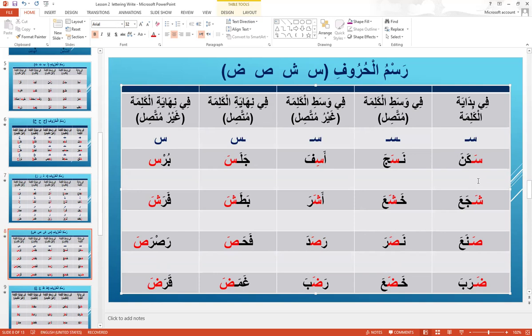Then shin is going to be written likewise the same way, like this at the beginning. Then at the middle, it's going to be written like this. Then at the middle, not connected, it's going to be written like this. At the end, connected is going to be written like this. Then shin at the end, not connected, is going to be written like this.